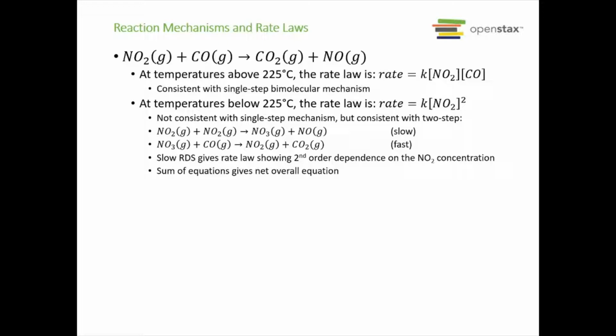NO2 and NO2 react to form NO3 and NO, and that NO3 reacts with CO to give NO2 and CO2. And if you were to add these up, you would see that the NO3s cancel and one NO2 cancels on each side, and we get NO2 plus CO becomes NO plus CO2. So this rate determining step, or RDS, gives the rate law showing a second order dependence on the NO2 concentration. And again, the sum of the equations gives us that same net overall equation.